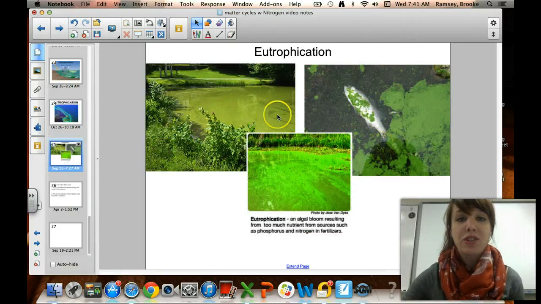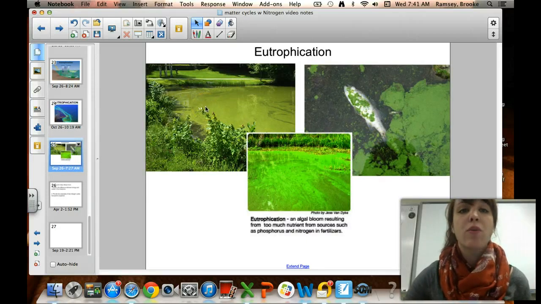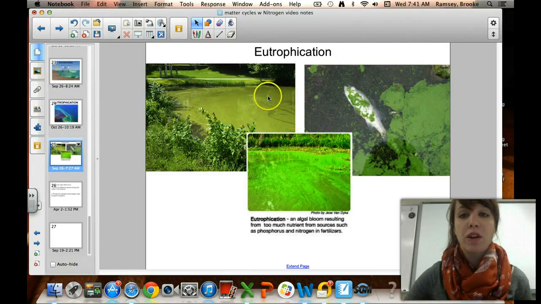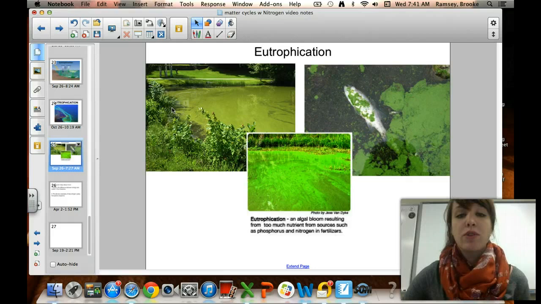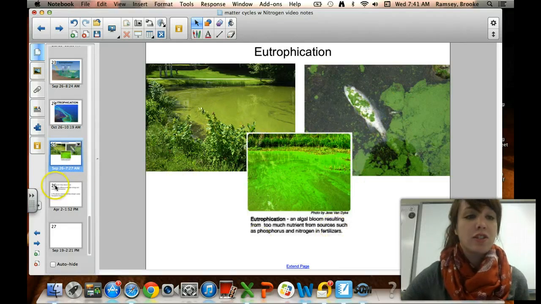And we can see this too in our backyard ecosystems or in parks or anything that's close to a lawn that uses fertilizers. If we use too much fertilizer, it can run off into the streams and into our ponds and cause these huge algae blooms. And then the same thing happens. It's called eutrophication, when an algae bloom results from too much nutrient from sources such as phosphorus and nitrogen in fertilizers, and it causes oxygen to be depleted.